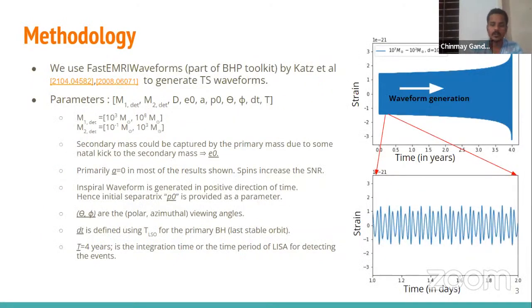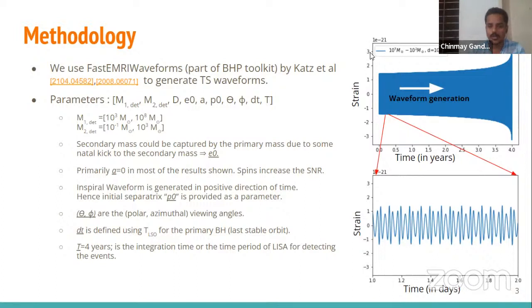Since we are talking about these high mass ratio black holes, these extreme or intermediate mass ratio inspirals, we used the waveform generators accordingly. We use the FastEMRIWaveforms package, which is a part of the Black Hole Perturbation Toolkit, primarily developed by Dr. Michael Katz from AEI, who had a nice talk yesterday in the LDC workshop session. I think he's also presenting right now in another parallel session. So we have primarily based our waveform generation on that package.